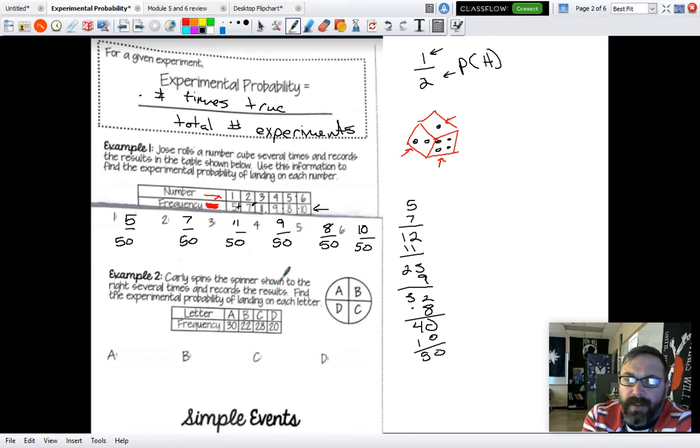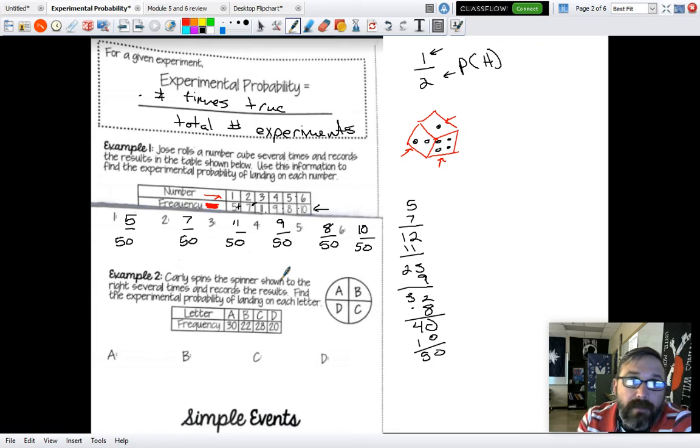I want you to do me a favor though. I want you to think about this. What number, according to experimental probability, is most likely to be rolled next? Okay, hopefully you paused and thought about it, and hopefully you came up with the number 3. 3 is more likely to be rolled because of experimental probability. If you notice, it was rolled more times than any other.